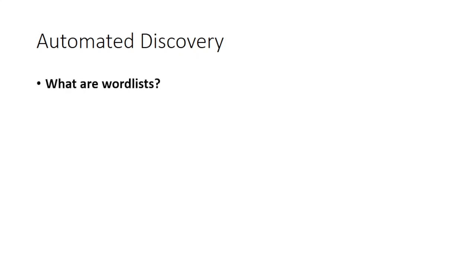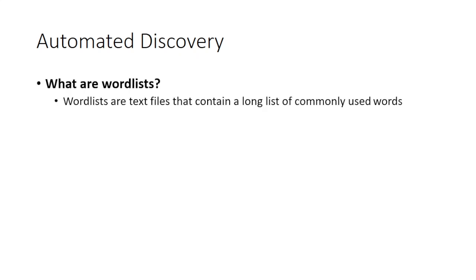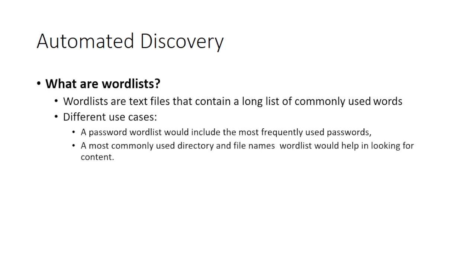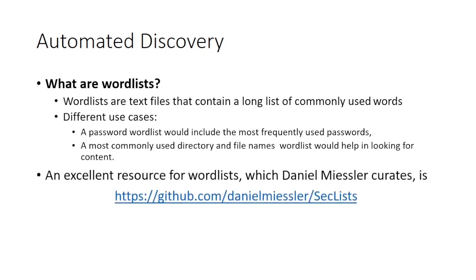So what are word lists? Word lists are just text files that contain a long list of commonly used words. There are different use cases for word lists, for example, a password word list would include the most frequently used passwords. We can also have a word list of the most commonly used directory and file names that would help in looking for content. And one excellent resource for word lists, which Daniel Miessler curates, is SecLists.